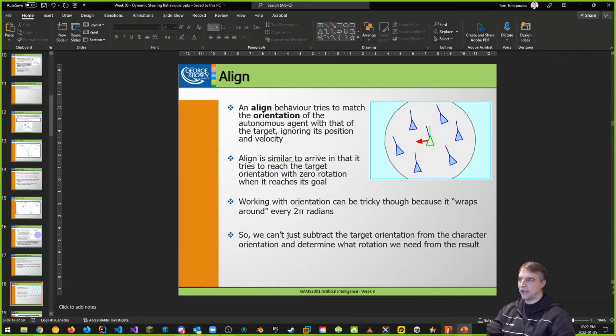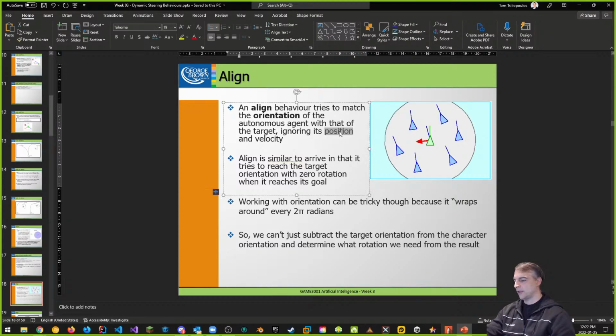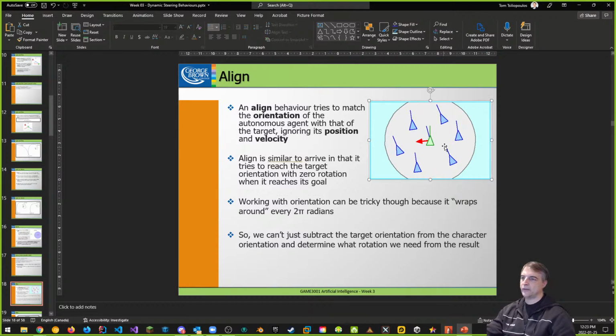How about alignment? Aligning behavior tries to match the orientation of the autonomous agent with that of the target, ignoring its position and velocity. So position and velocity, we don't care, right? We just want to align. In many ways, the align behavior is related to alignment later on. Next week we're going to learn about multiple agents and how they align with the direction of the leader. We choose one agent to be the leader and we align with them.